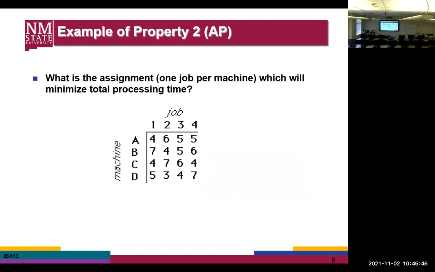So let's take an example for the second property of the assignment problem. We consider, in this case, 4 different machines to process 4 different jobs, okay? And the processing time for each machine and job assignment is shown in this figure. Then our question is, what is the assignment, 1 job per machine, which will minimize the total processing time.